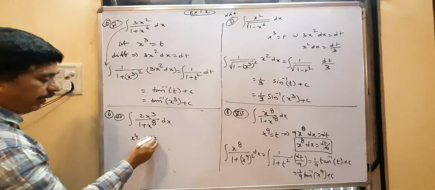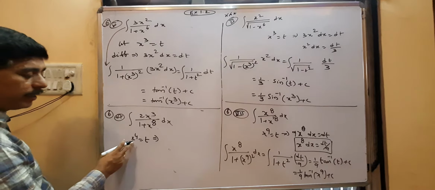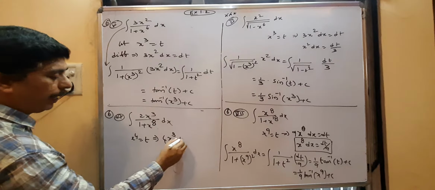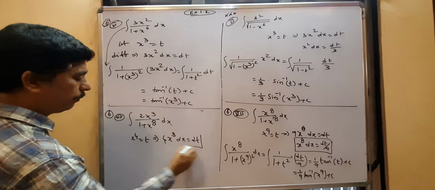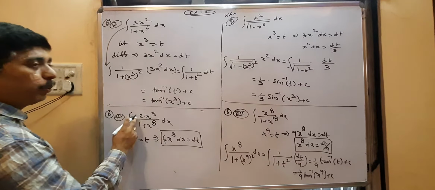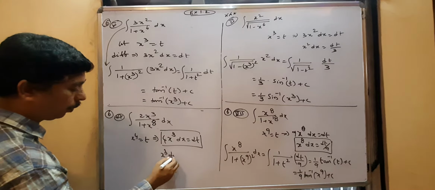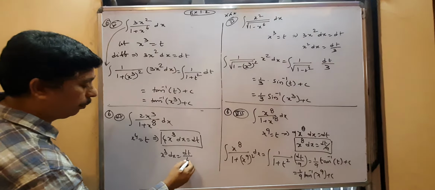You can differentiate it. What is the derivative of x power n? 4x cube into x divided dx equal to dt. But in the given integral we have 2x cube, so you have to find x cube dx. X cube dx equal to dt by 4.